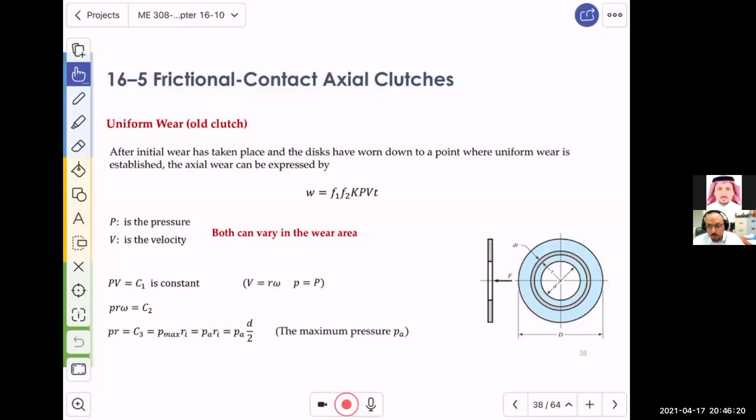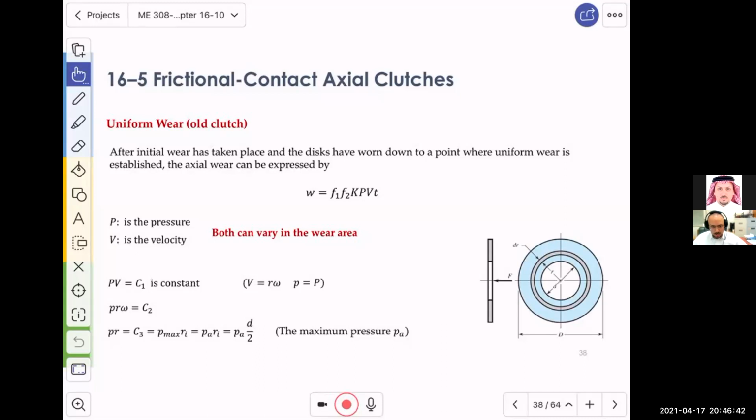Okay, now let's talk about that bit. If you look here, I am writing a subtitle in red, which says uniform wear, and beside it, between two parentheses, I am saying that this is an old clutch. So why an old clutch?